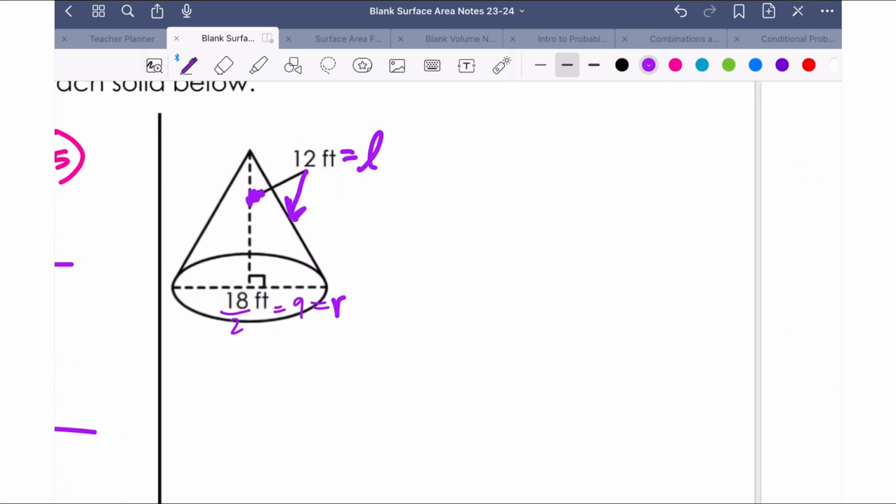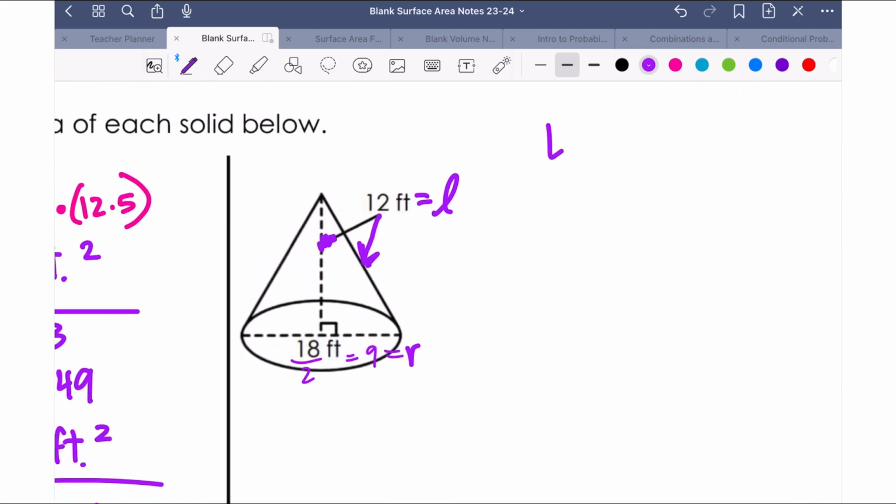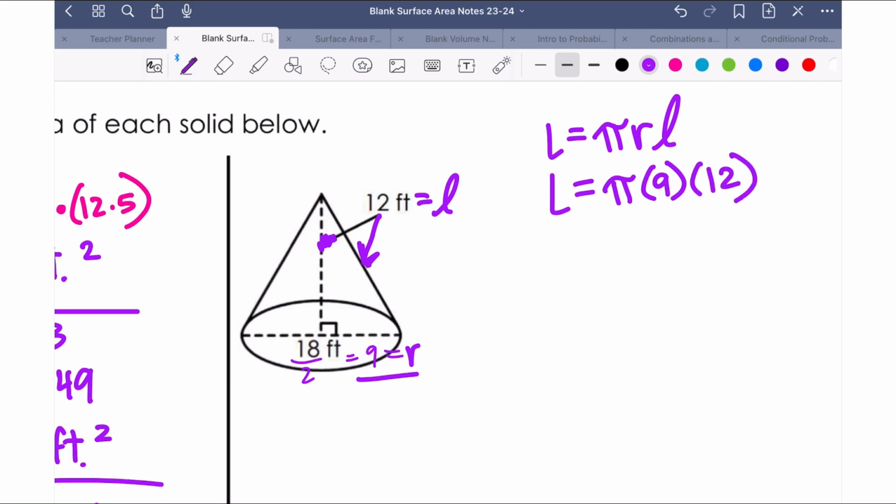All right, let's do lateral area. Lateral area equals pi times radius times slanted height. Okay, write your formula. We already know what each part is, so let's just plug it in. What's your radius? 9. What's your slanted height? 12. This is why I love circles, because it's just so straightforward. You just need the radius and then the height.